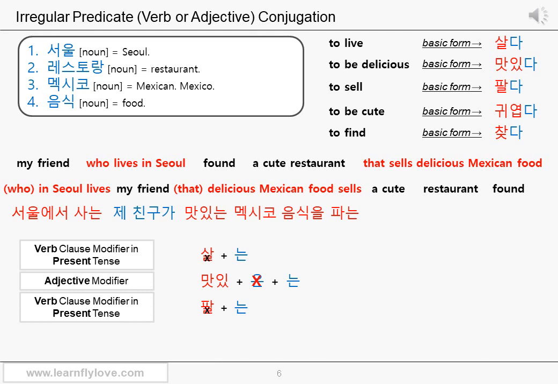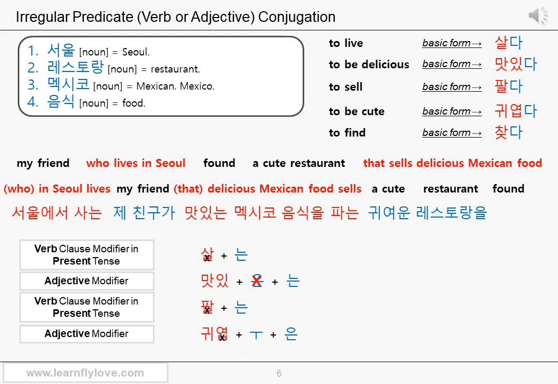A cute restaurant. Cute here is an adjective modifier. The basic form of the adjective cute is 귀엽다. 귀엽 is the stem and it has ㅂ consonant as a final. Since the last letter of the stem has a final consonant, 은 sound should be added to turn the stem into an adjective modifier. 귀엽은. But when the final ㅂ consonant of the stem meets initial 으 in the next block, the final ㅂ consonant disappears and ㅜ vowel is added to 으. So it becomes 귀여운, 귀여운 instead of 귀엽은. Okay? 귀여운 is correct.